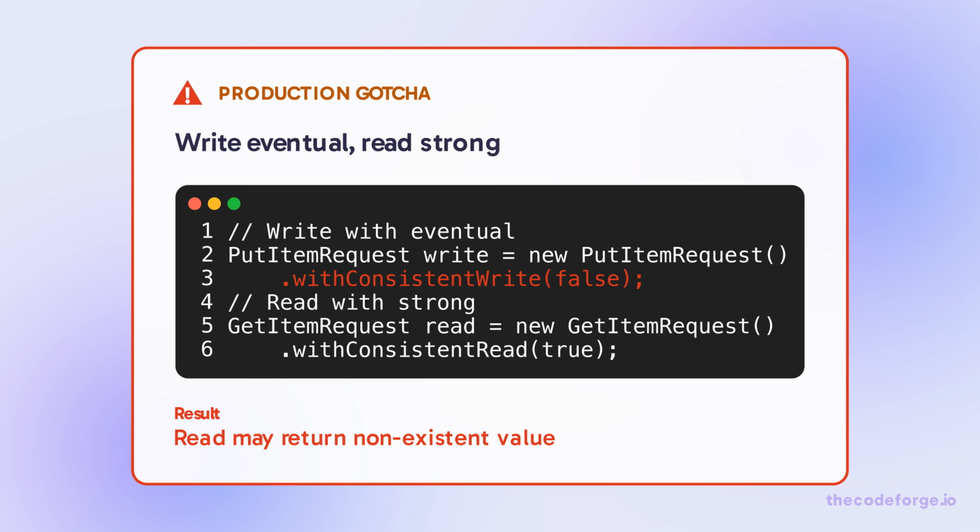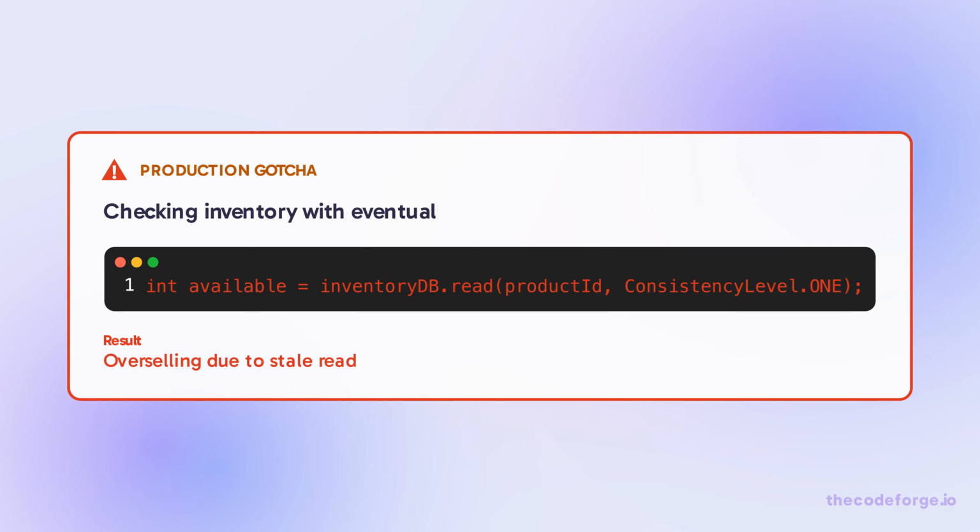If your write uses eventual consistency and your read uses strong, you might read a value that doesn't exist yet. Always ensure write consistency is at least as strong as read consistency for critical paths. Reading inventory with eventual consistency can cause overselling. Two users might both see one item left and both place orders, but only one exists. Always use strong consistency for decision-critical reads.